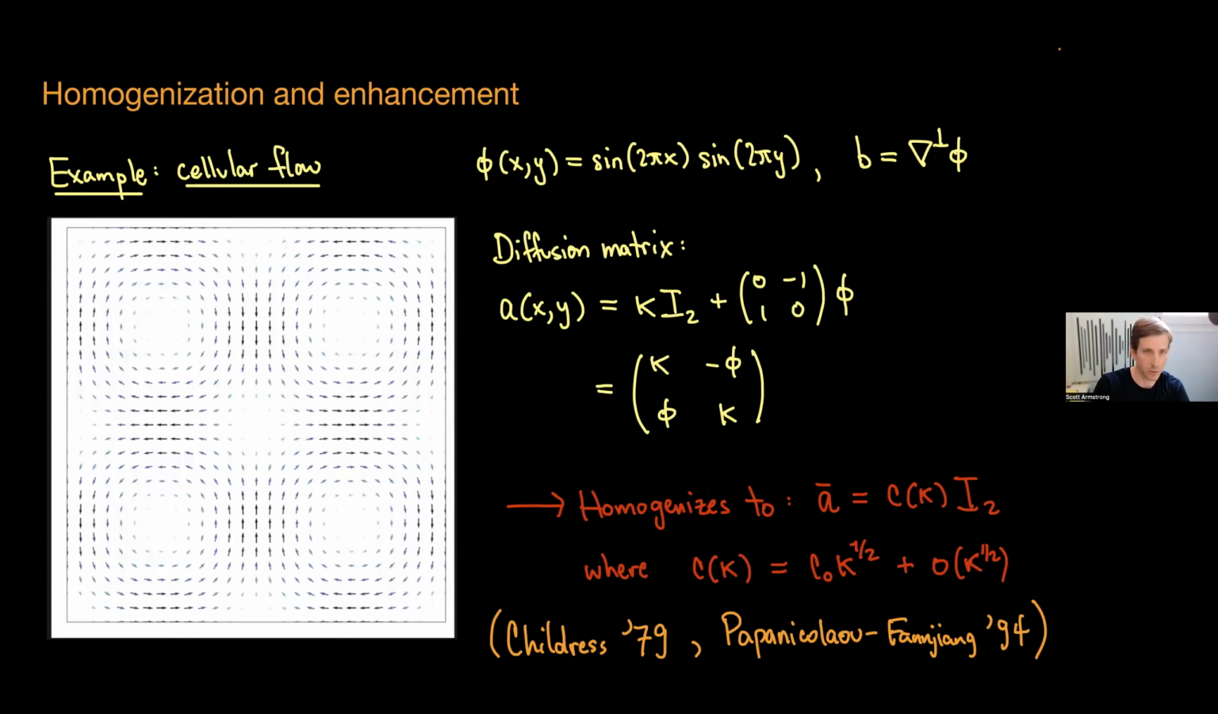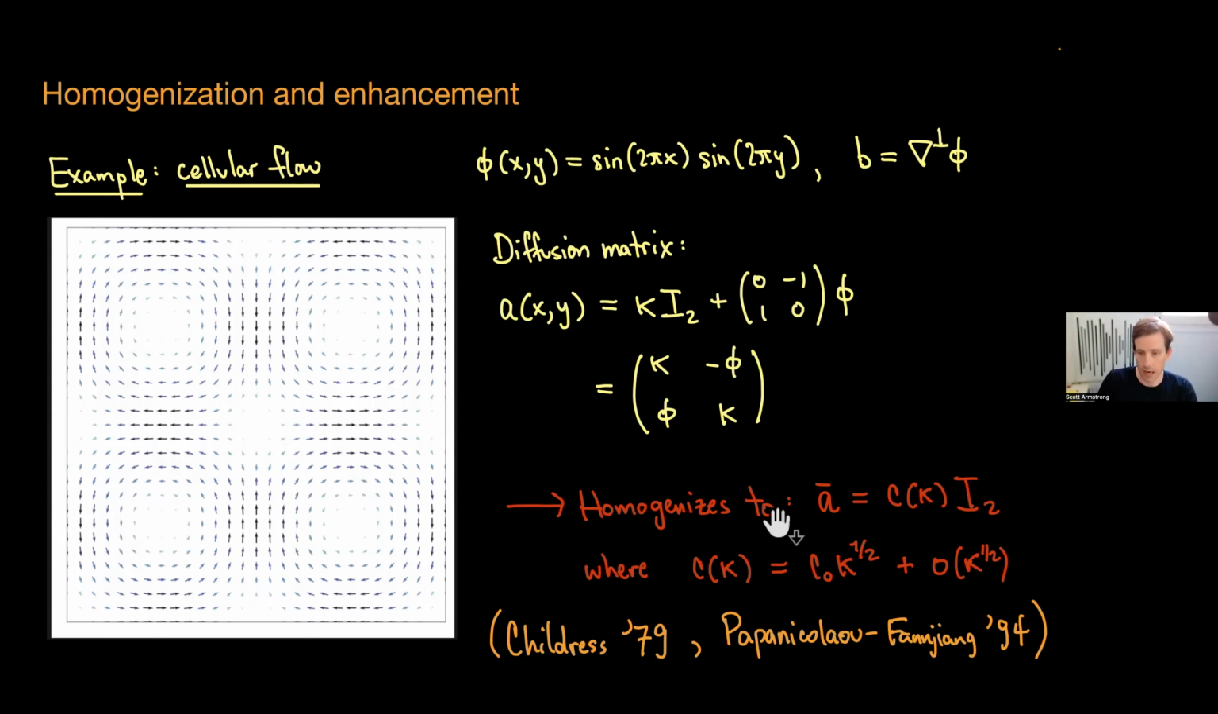I'm going to try to speed up a little bit, otherwise I won't get to all the punchline. If you have a cellular flow, so the fluid looks like this, okay, the advection term. The diffusion matrix looks like this: kappa on the diagonal, minus phi, where B is the grad perp of phi. So phi is the stream function for your vector field. And so if you're in 2D, basically the skew symmetric matrix, right? There's only one entry essentially, and it's the stream function, because in 2D you have a stream function.